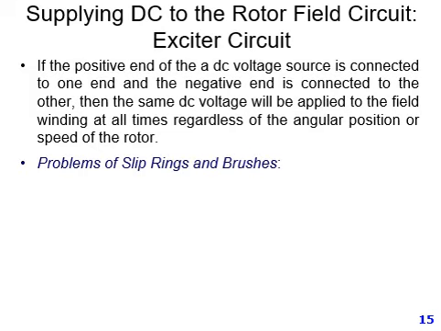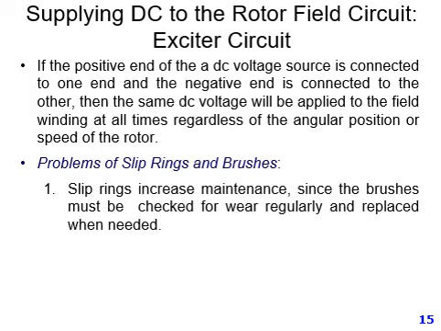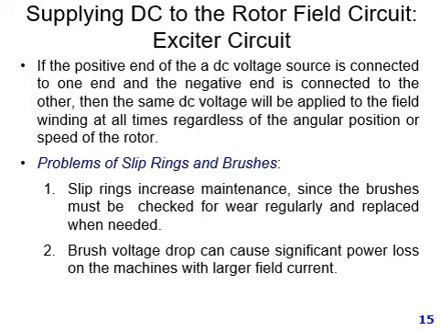Now we see, if the positive end of the DC voltage is connected to one end and the negative to the other, then the same DC voltage will be applied to the field winding at all times, regardless of the position or speed of the rotor. There are two problems which are faced because of slip rings and brushes.